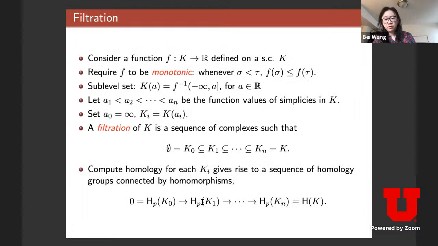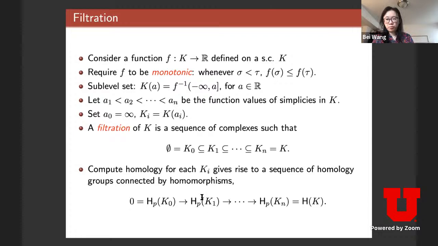In some sense, naively, what you look at is to say, well, I can compute at each parameter i, where the parameter i goes from A1 to AN, what is the corresponding homology group? And I'm going to study the mapping between them.